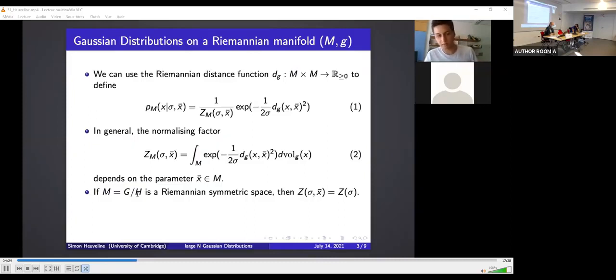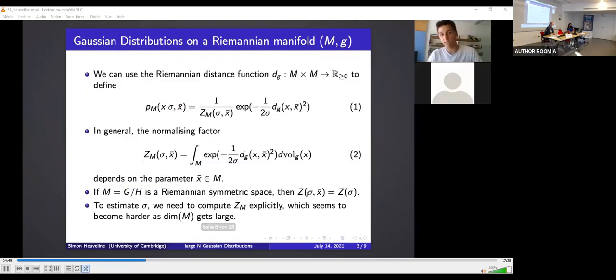But basically, the space of SPD matrices is definitely a homogeneous symmetric manifold. And on this manifold, what is intuitively clear, but what one can also show, is that this normalization factor does not depend on the parameter x bar. It only depends on sigma. But still, it is not a priori clear how to evaluate this integral even for sigma. If we are considering, say, many electrodes in our example, the space M would still have a very large dimension. And as the dimension of M gets large, it's still in general quite hard to evaluate this integral over this nonlinear space.